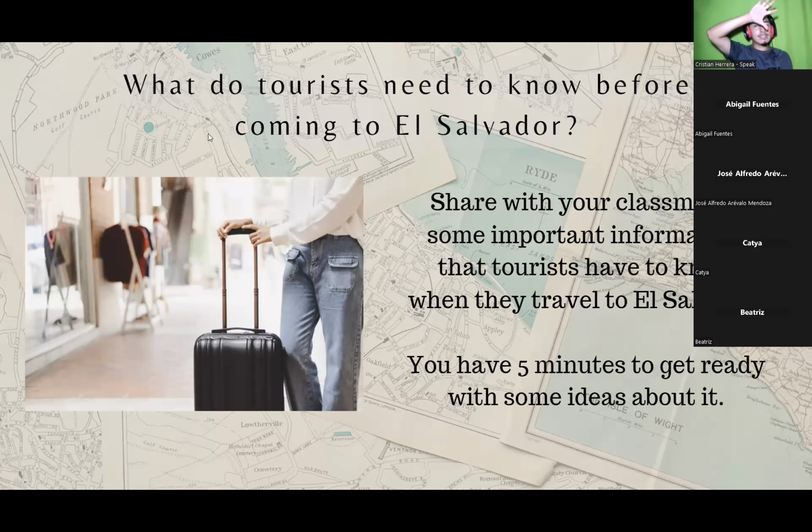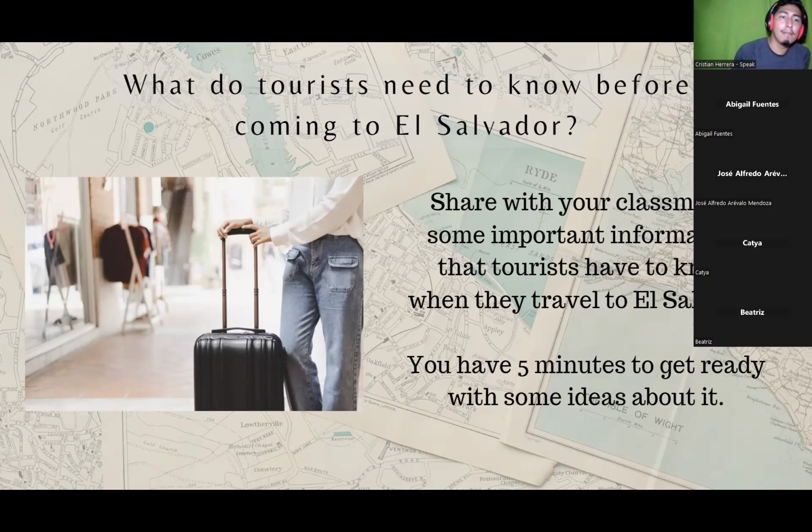You had 5 minutes to get ready with some ideas about it, okay? You will work in pairs, talking about some ideas or some important things tourists from other countries need to know when they come to El Salvador. For example, guys, something important people from other countries need to know when they come to El Salvador is that they need to pay in dollars, okay?